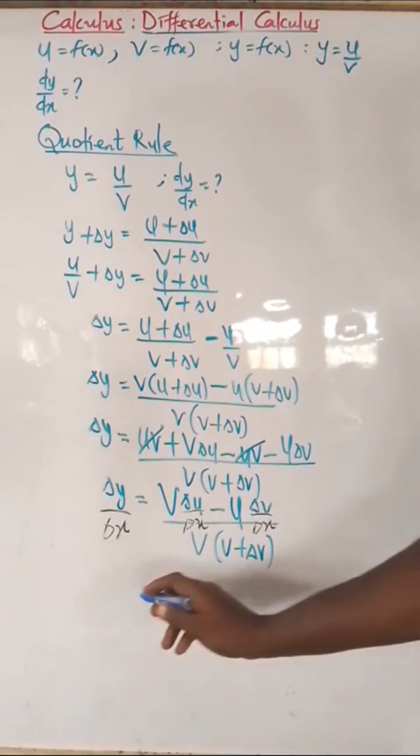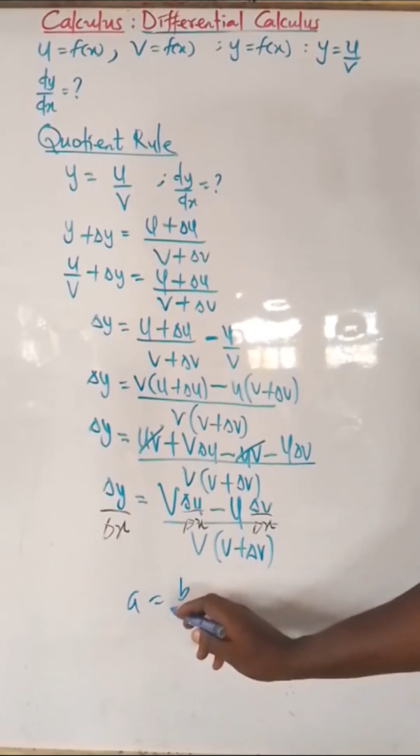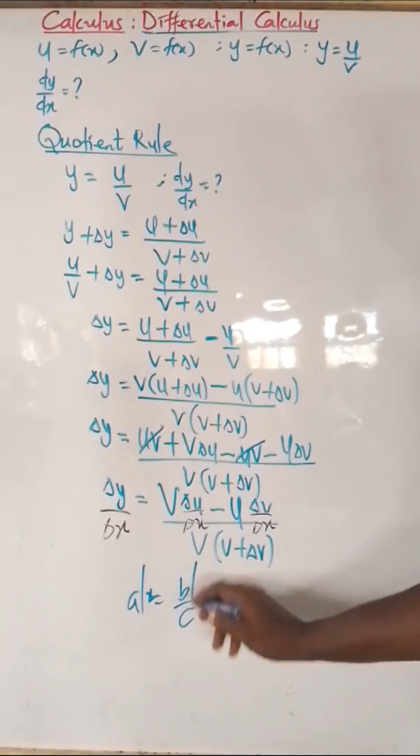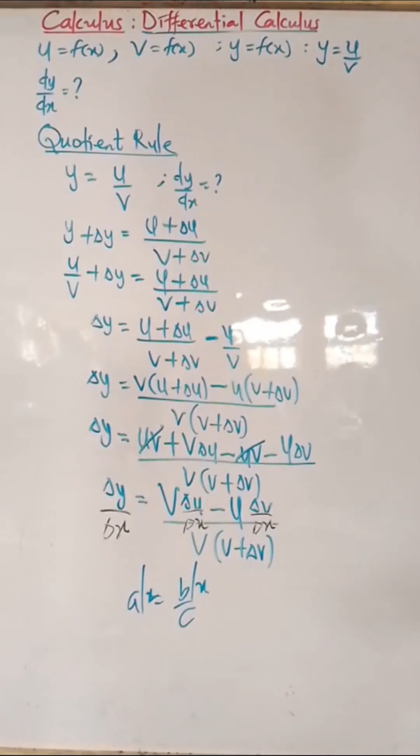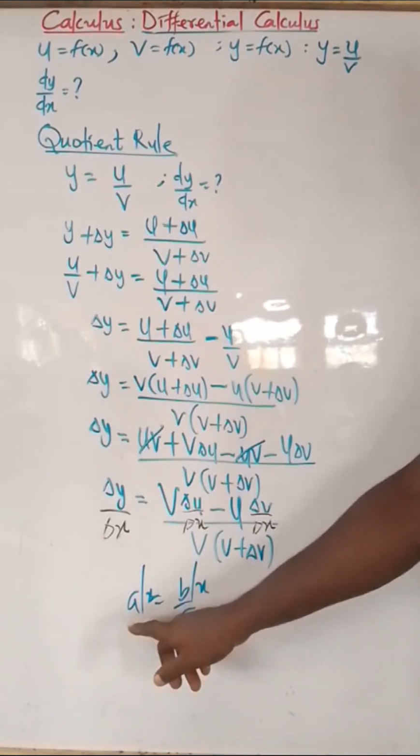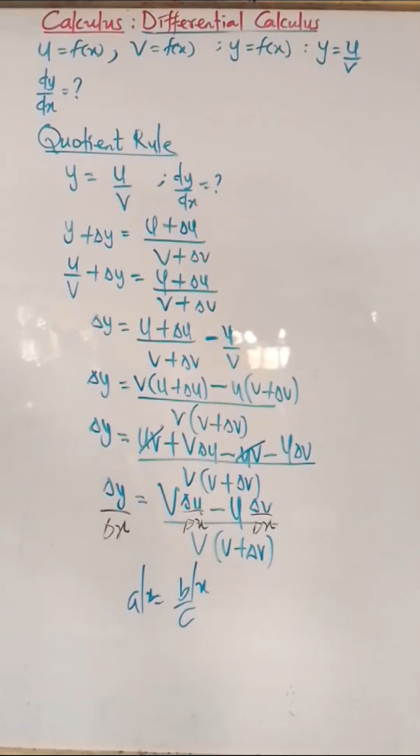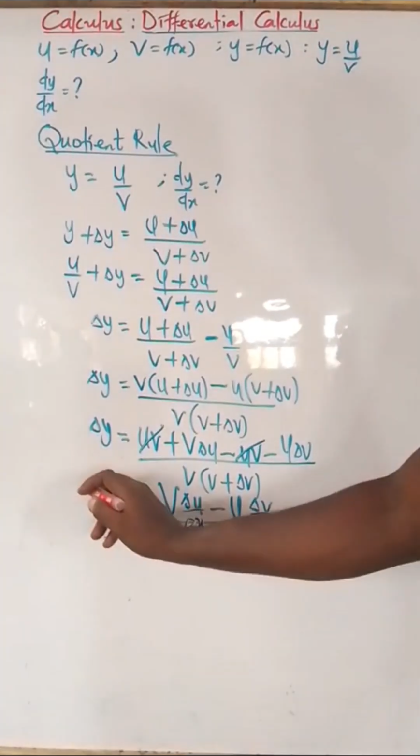In math, if we have a equals b over c, if I divide a by x, I will only divide b by x, not c also. But if I divide c by x, the x cancels. So meaning I'm only dividing a. So we're only dividing the numerator. So what next is to take the limit.